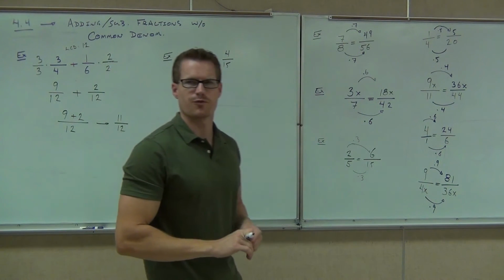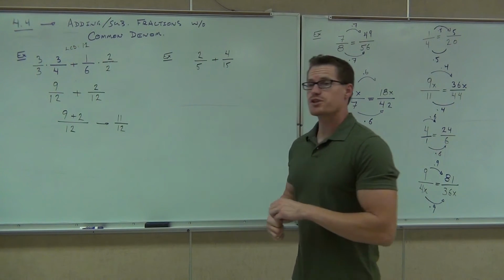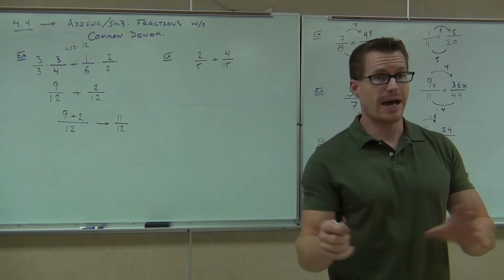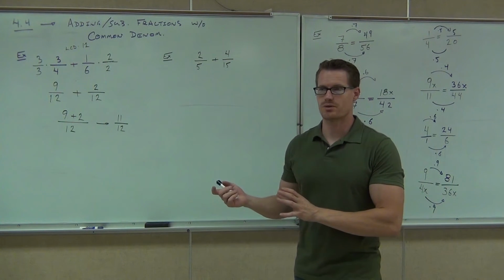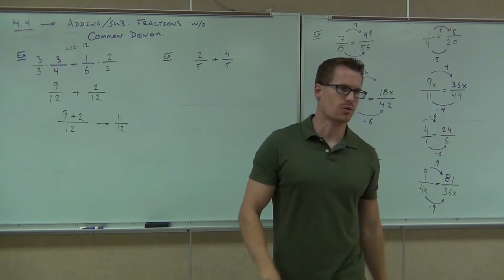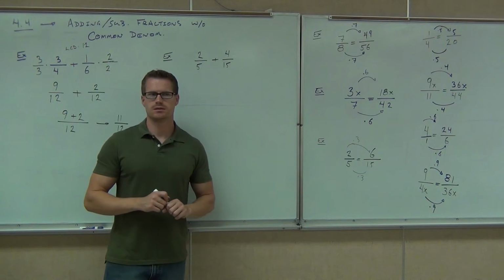Okay, I'm going to model one more for you. I'll give you a couple to do on your own, and I'll be walking around if you guys need help on this stuff. So first thing, what do we need to do? Can we add them the way this is? No. We certainly don't want to do 6 over 20, right? That's not going to be the right answer. We can't just add straight across. First thing we do is what then?